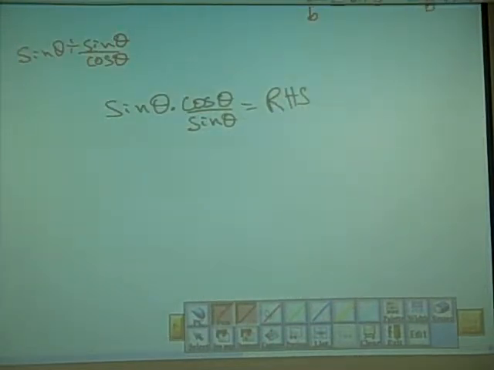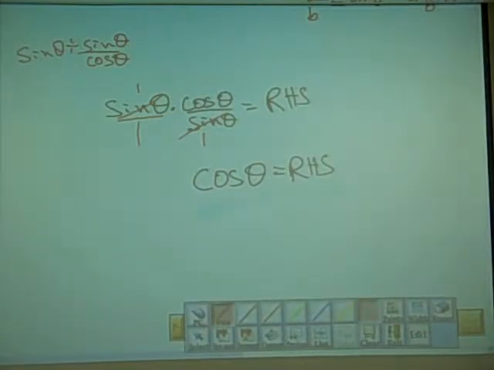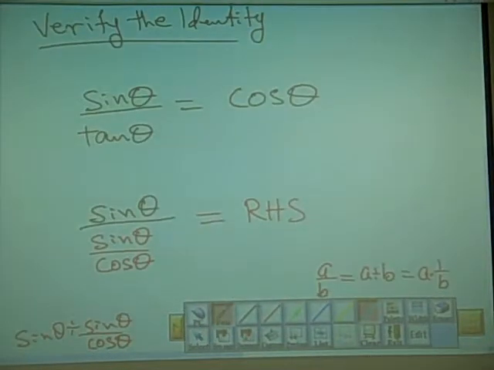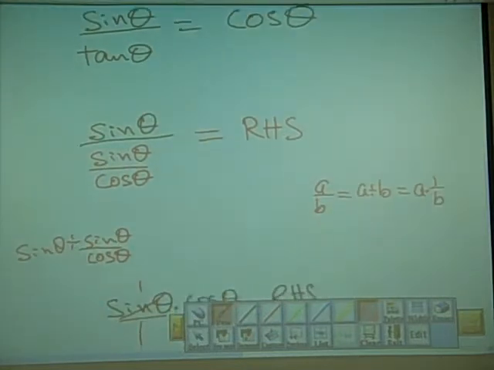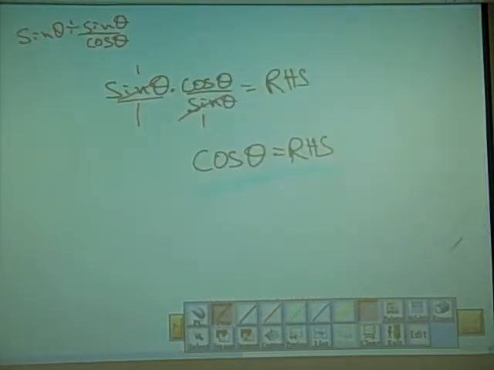So here the sine, this would be sine over 1, so the sines can cancel, and we get cosine theta equals our right hand side. And we've proven that sine theta over tangent theta is equivalent to cosine theta. And that's the answer to that.